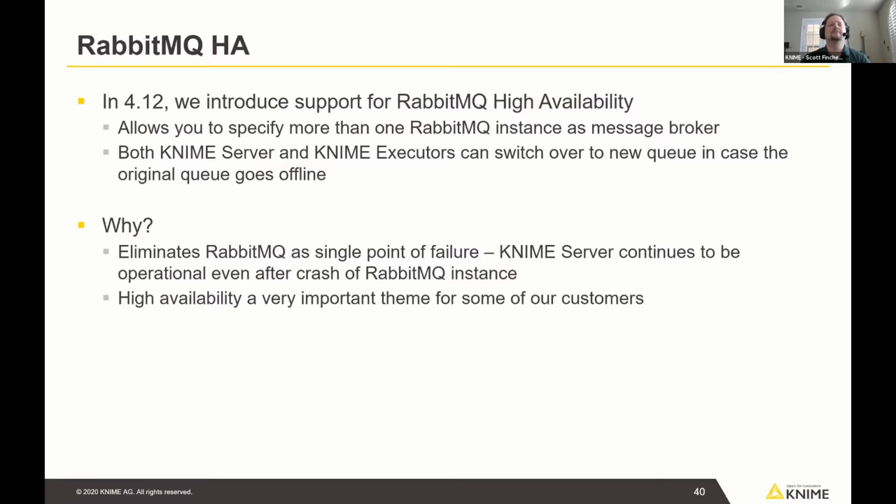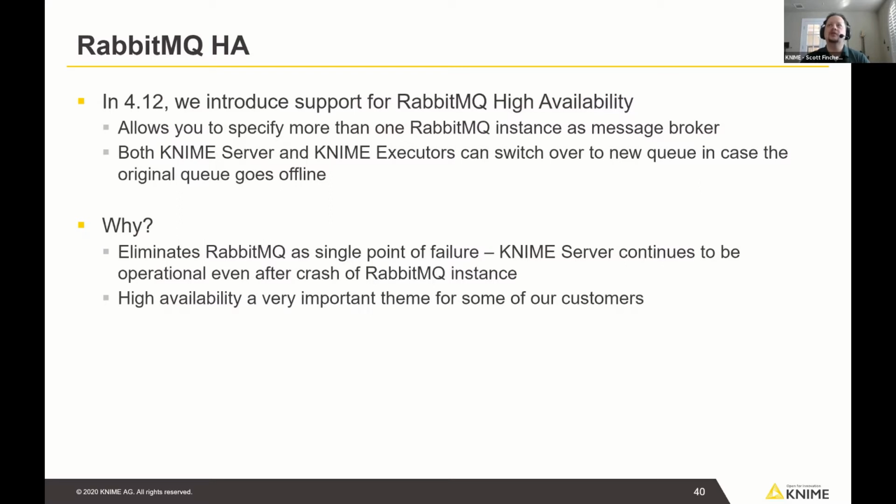Why would you want to do that? Well, it's failure prevention. It enables failover so that if you have multiple RabbitMQ high availability instances and one of them happens to go down, then the Nime server and the Nime executors that are connected to that can switch over to the new queue, and you're not going to notice anything happening, right? There might be a short pause and then you'll be back online. Everything will be working fine.